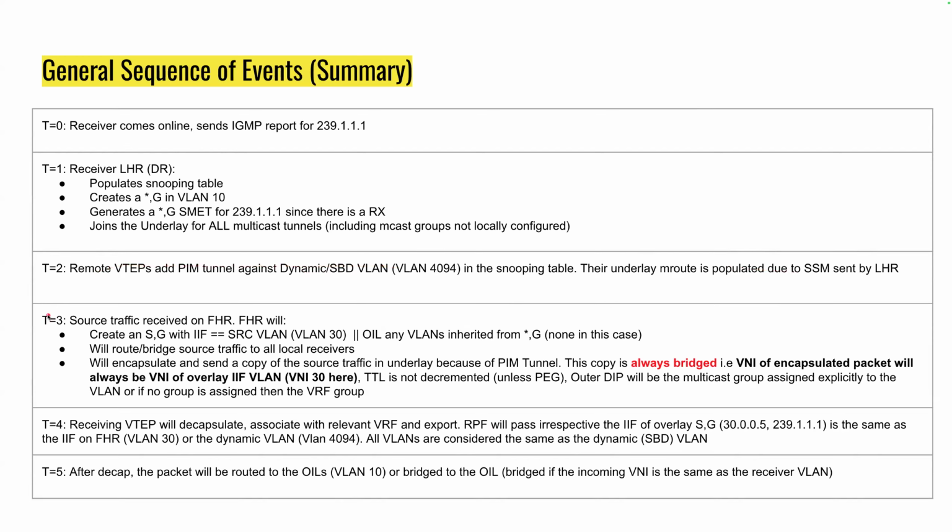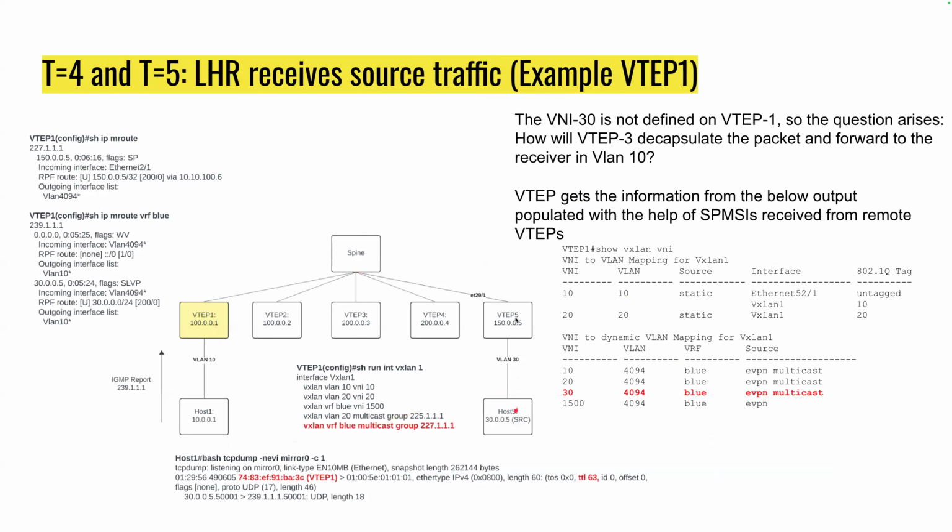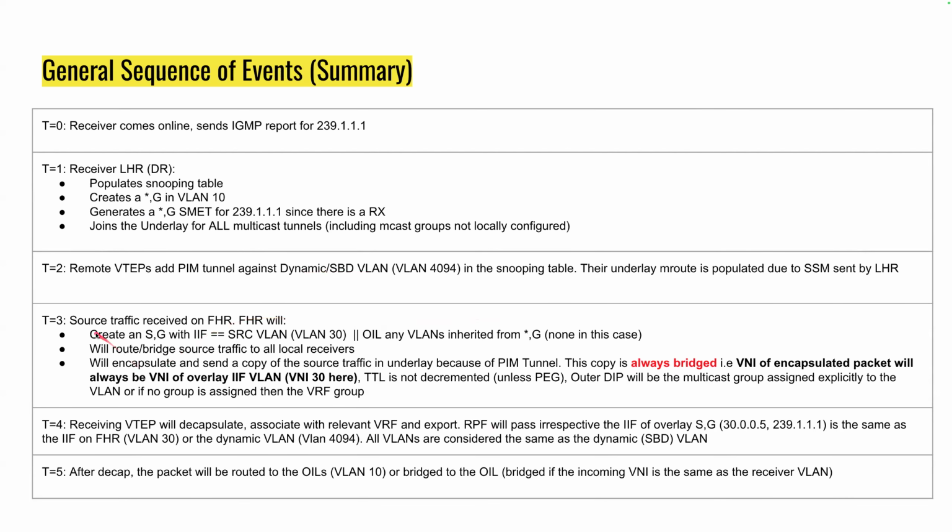At t equals 3, the source traffic is received on the FHR, which was VTEP 5 in our example. The feed was coming here. It will create an S comma G with IIF equal to the source VLAN, which is VLAN 30 in this case. It will also inherit any OIFs if there is any star comma G present already. Since there is no star comma G in this case, we will just see one mroute with incoming interface as the source VLAN, that is S comma G alone.